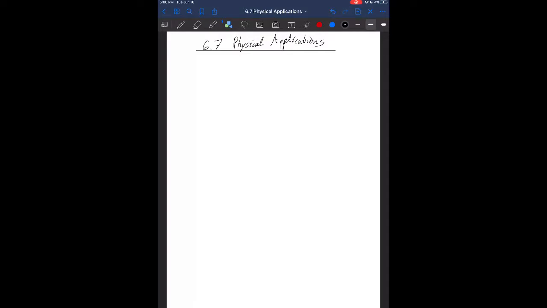If you do go on to take a physics class, you will see many more examples where calculus will come into play. But this is to give a brief overview of a couple of different other problems that you can also use calculus to solve.